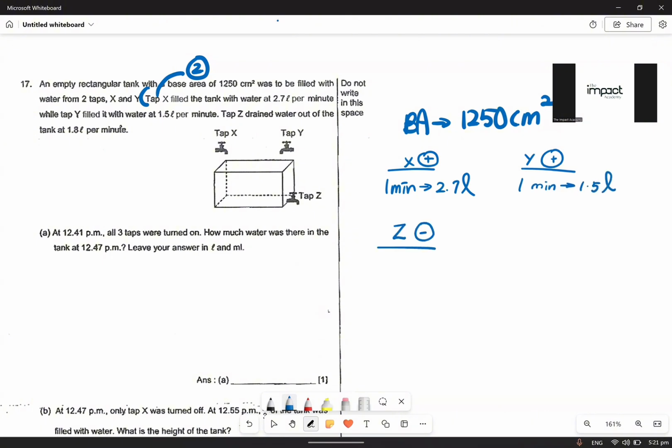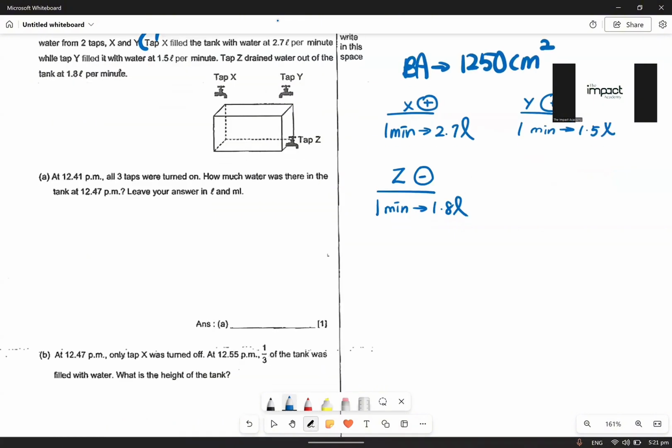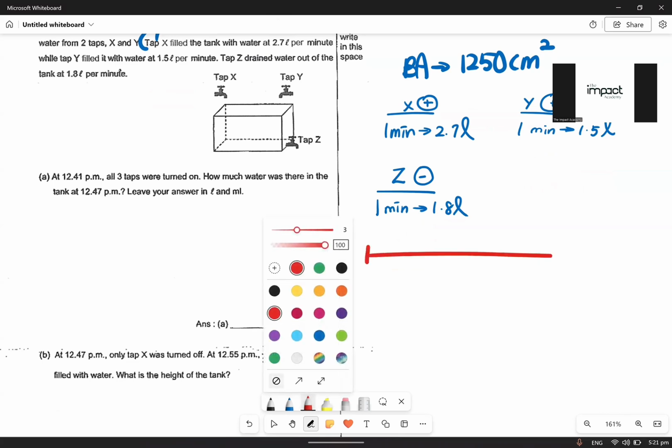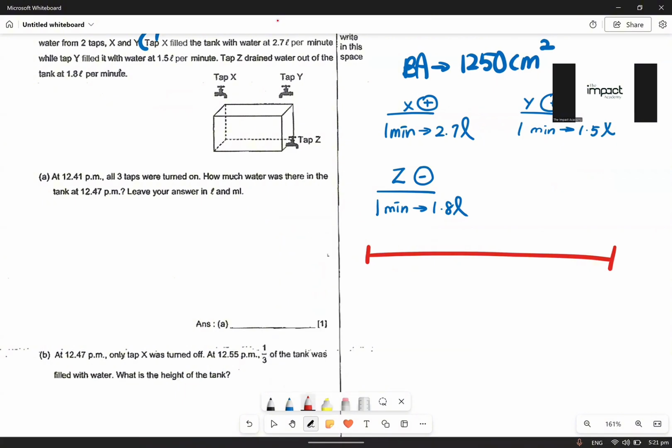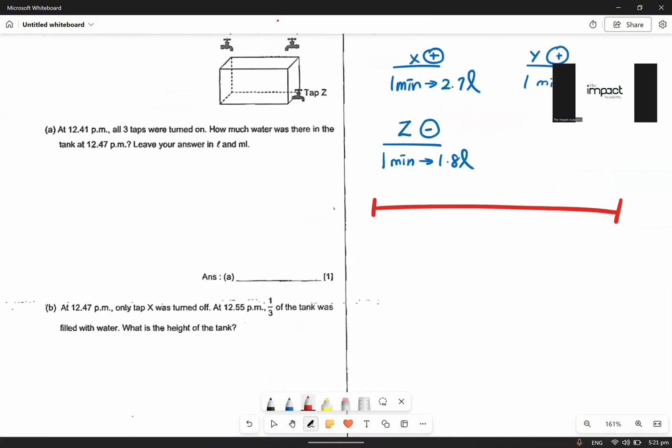Then for Z is very different. Z is to minus, to take away water, correct? Every 1 minute, it will take away what? 1.8 liters. Make sense? So like I told you many times, you need to draw a timeline. Agree so far? Okay, so what kind of timeline are you going to draw? You're going to draw one that looks like this, correct or not? You see, you still didn't want to draw despite how many reminders. It's a choice.